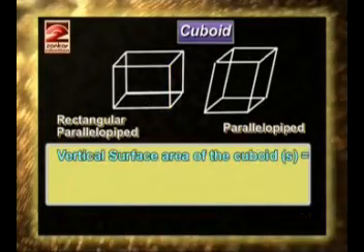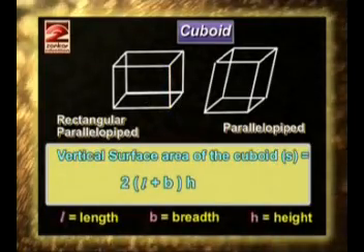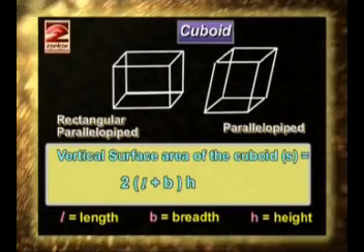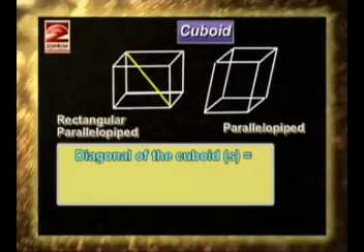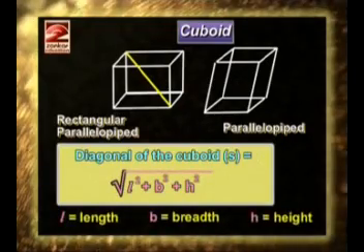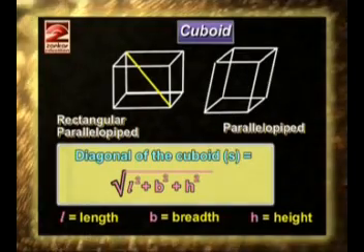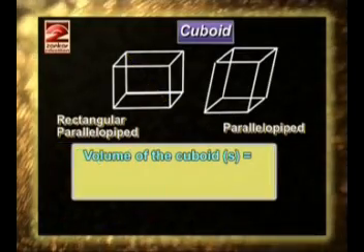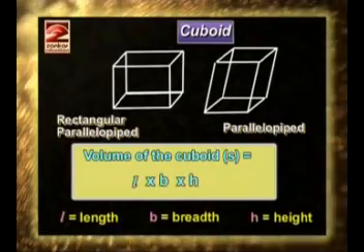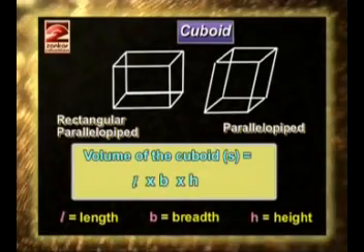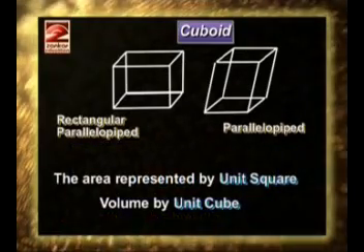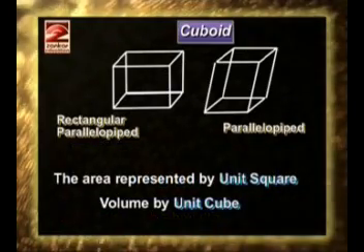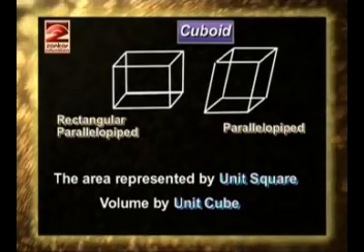Lateral surface area is equal to 2 into bracket L plus B bracket complete into H. The diagonal of the cuboid is equal to under root L square plus B square plus H square. And the volume of the cuboid is equal to L into B into H. The area is represented by unit square and volume by unit cube.